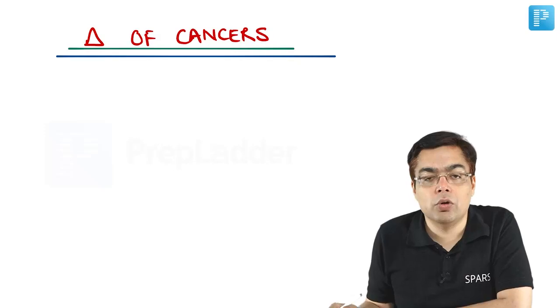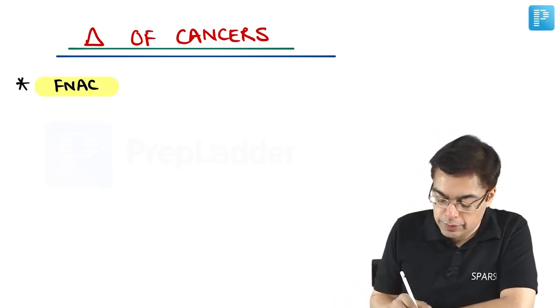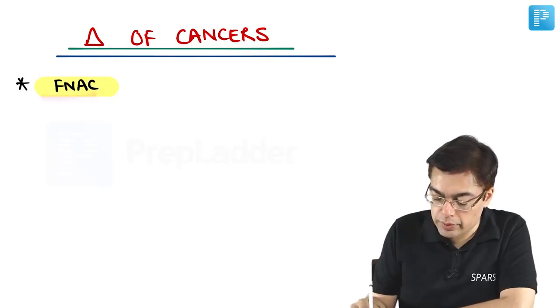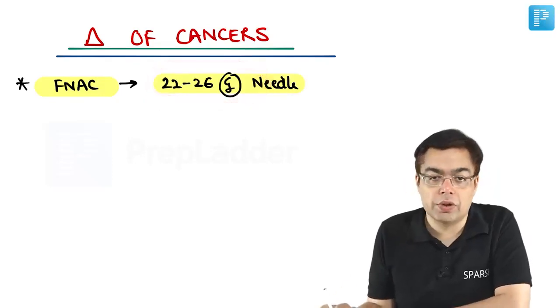Talking about how exactly we are going to be making a diagnosis of cancer, we can just quickly revise the fact that diagnosis of cancers can be done with the help of something like FNAC. When we are talking about FNAC, we need to be familiar with the fact that the commonest needle size that is being used for carrying out FNAC is between 20 to 26 gauge needle.